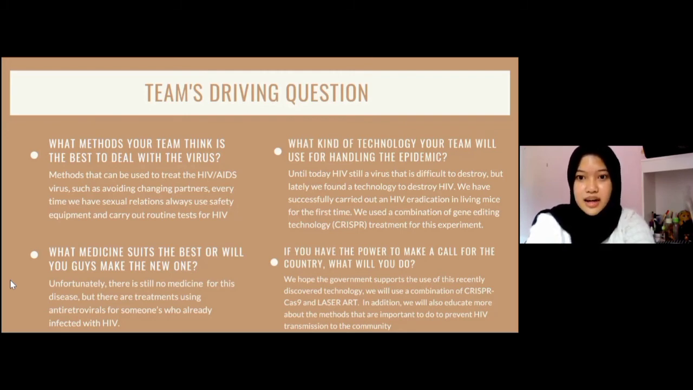Meanwhile, laser ART is a super form of ART therapy that can keep the virus from growing for a longer time. ART is stored in the form of nanocrystals. We will first immerse the laser ART, then use CRISPR to kill the virus that the ART froze. Although there is still much to improve, we believe this technology will be very useful for humans in the future.